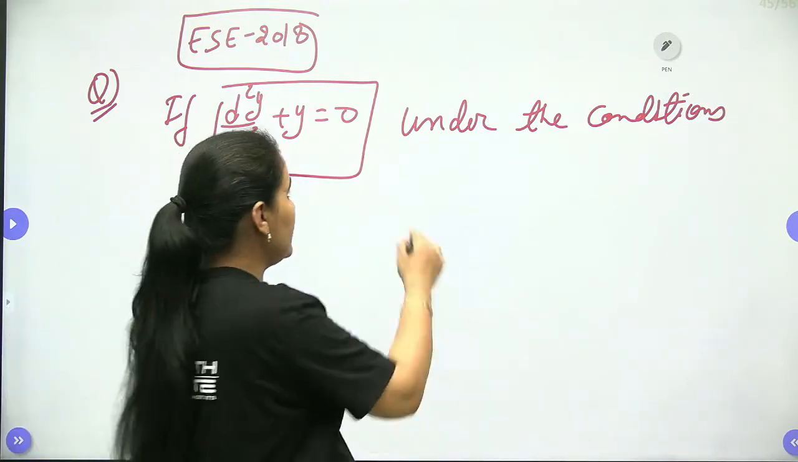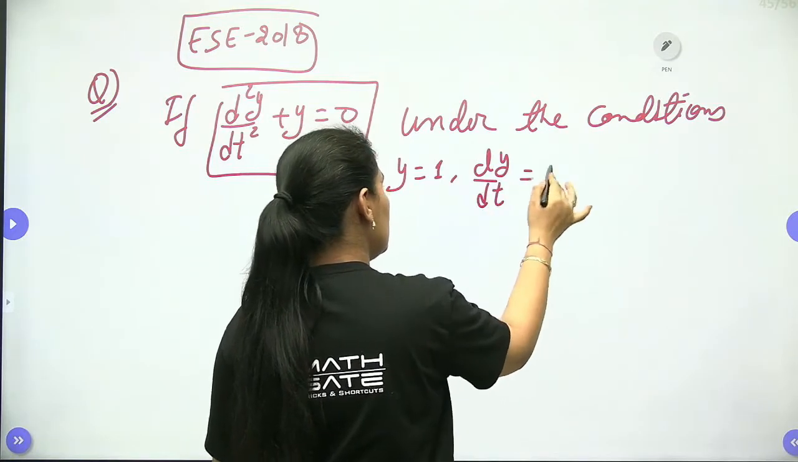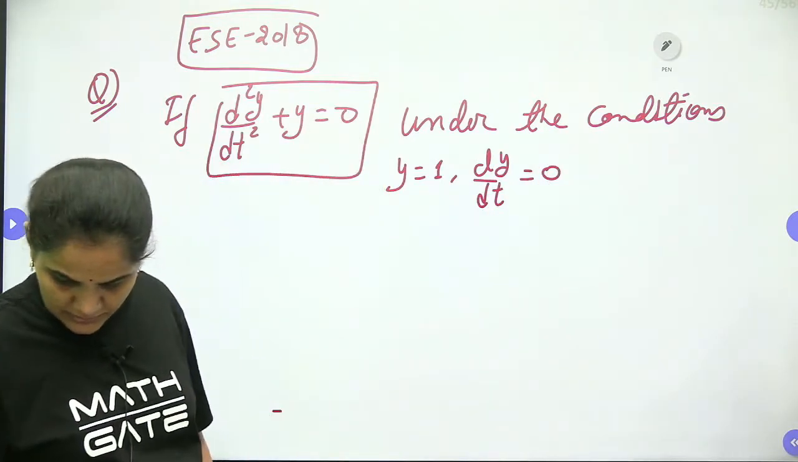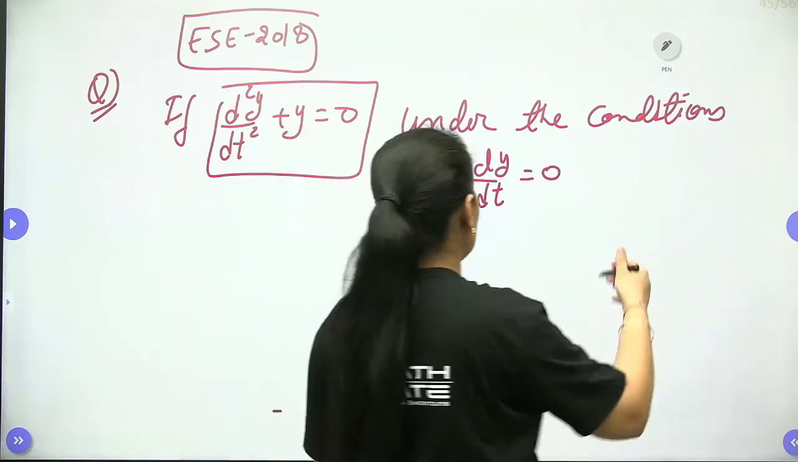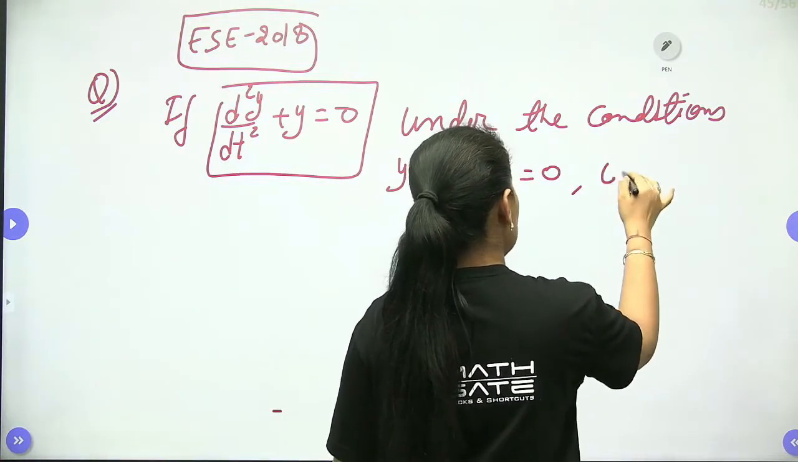when t is equal to 0, y is equal to 1, and dy by dt is equal to 0 when t is equal to 0.